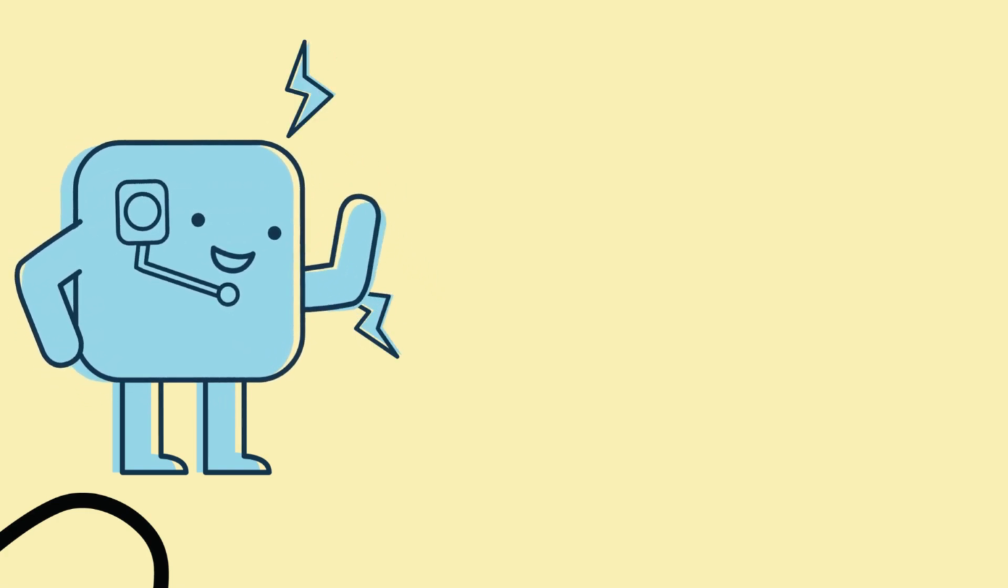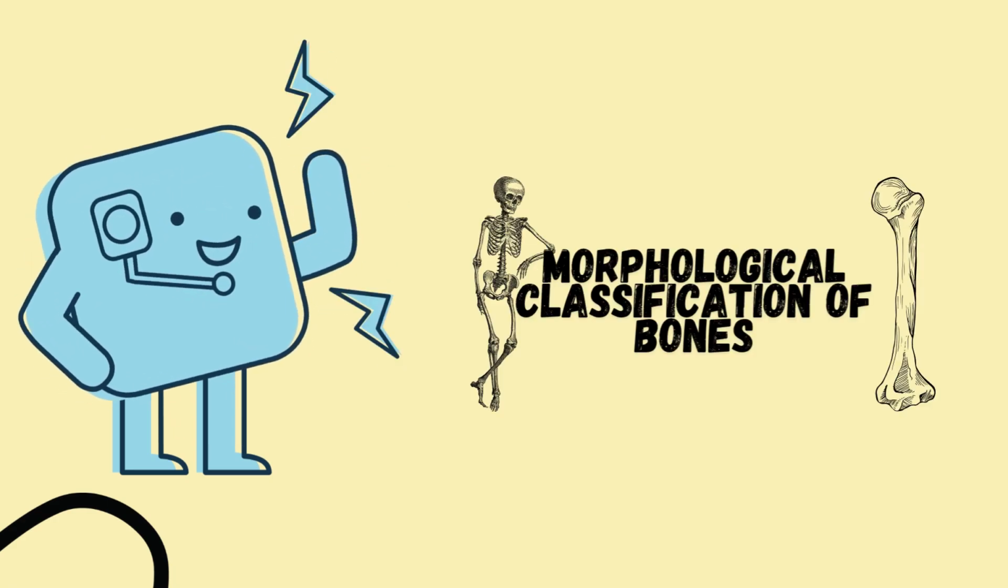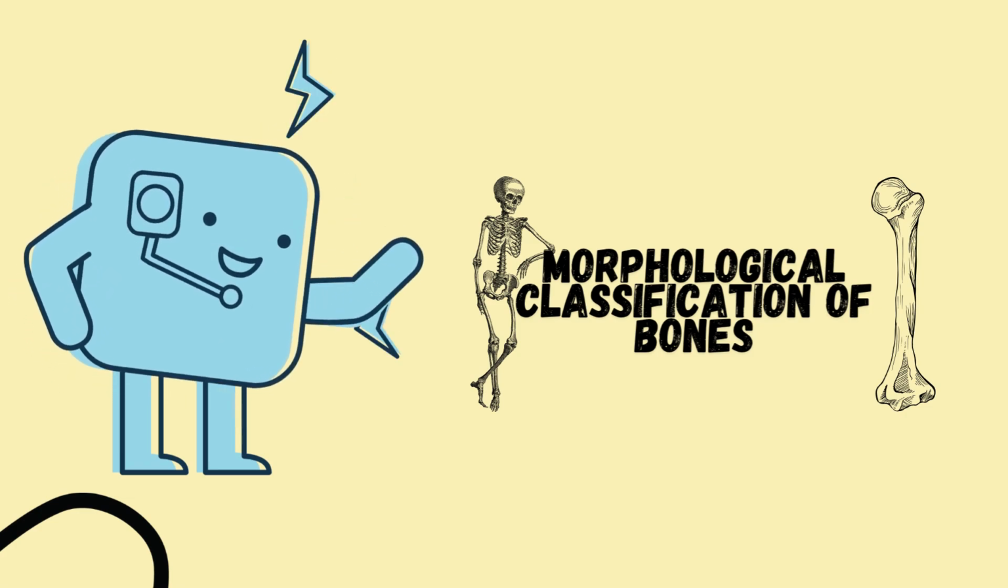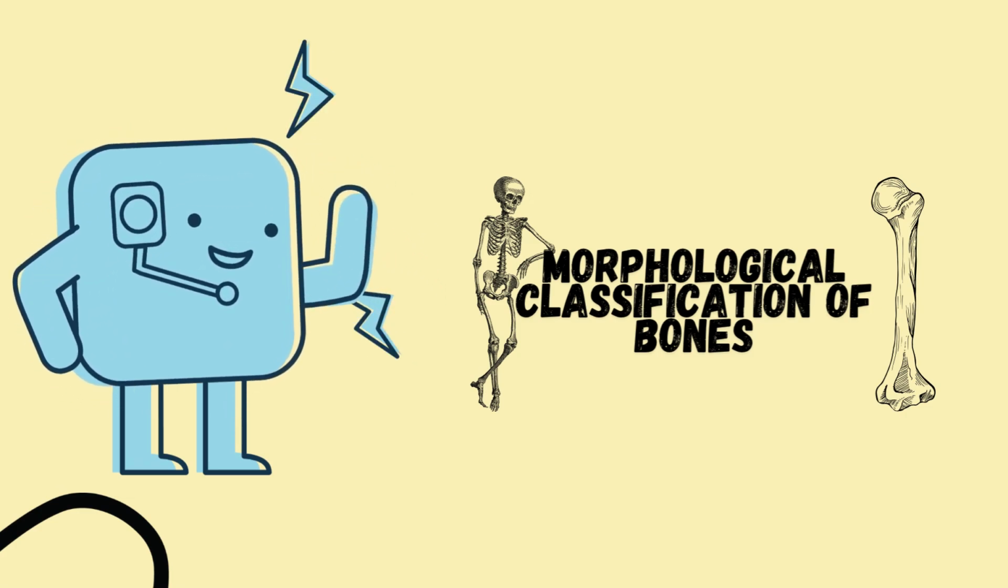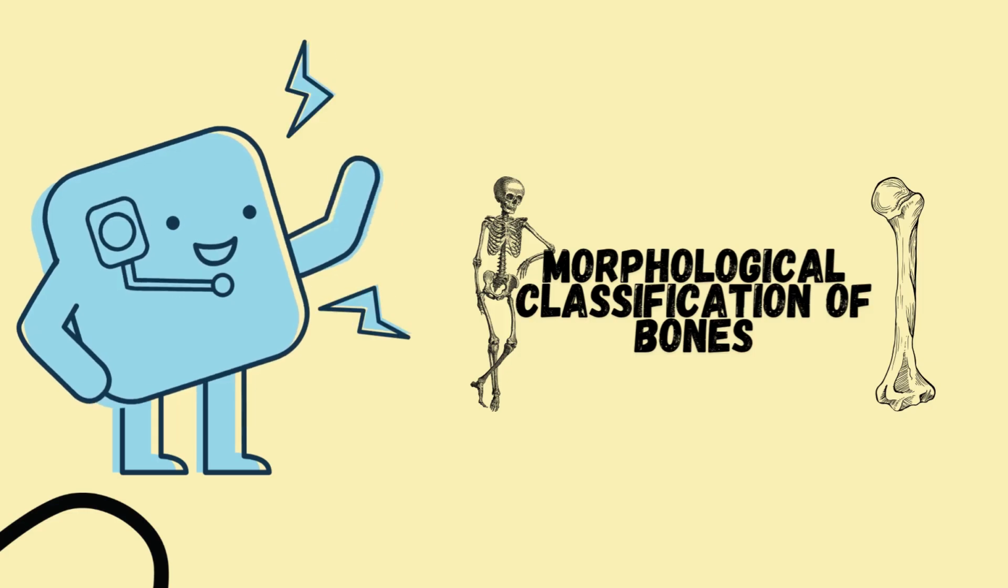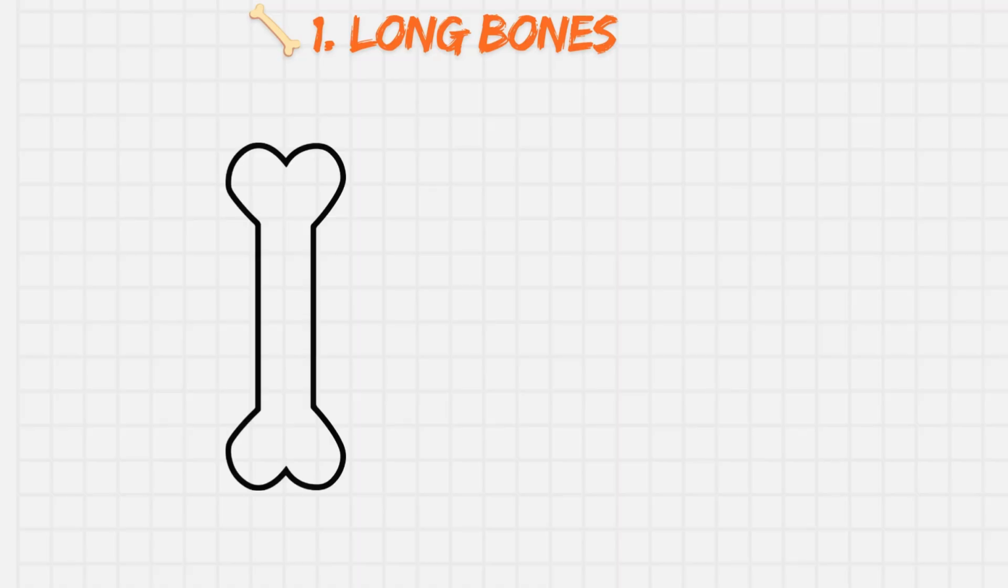Hey friends, in this part, let's talk about something really important: the morphological classification of bones. That means, basically, classifying bones based on their shape. This is something we use a lot in anatomy. 1. Long bones. First up, we have the long bones.